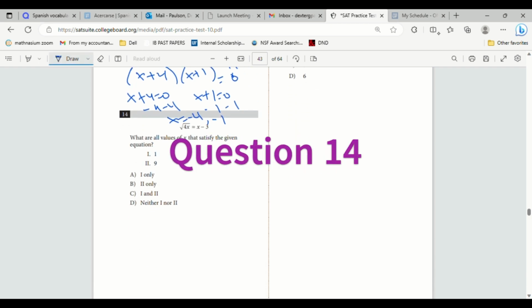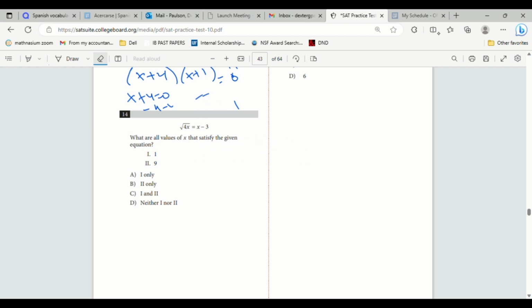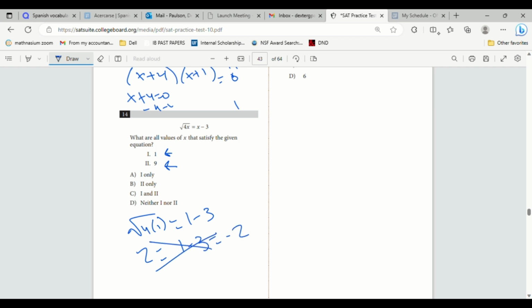Number 14, what are all values of x that satisfy the given equation? So we can plug in 1 and 9. We don't even have to solve the equation, we can just plug in numbers. So square root of 4 times 1 equals 1 minus 3. Well, what's the square root of 4 times 1? That is the square root of 4, which is 2, equals 1 minus 3, which is negative 2. This is not true. Positive 2 does not equal negative 2. So we know that 1 cannot be a solution.